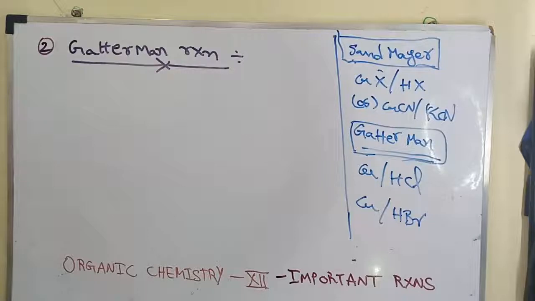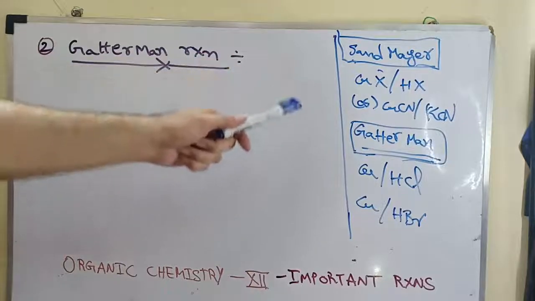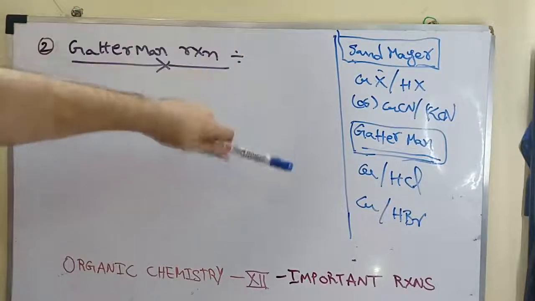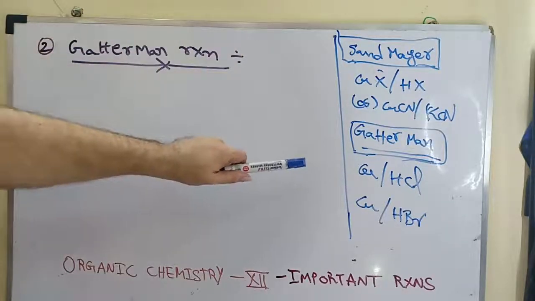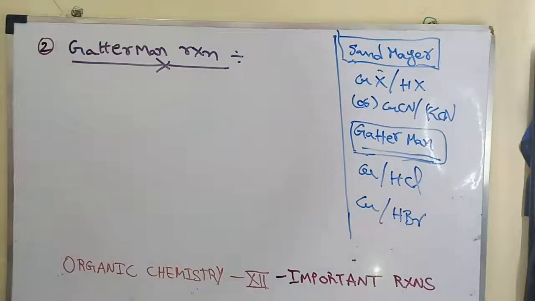The next reaction is the Gattermann reaction. There is a small thing I want to tell. The Sandmeyer reaction and Gattermann reaction more or less give the same product, and the reagents are more or less the same. The only difference is that CuX and HX, or CuCN and KCN, are what we take for the Sandmeyer reaction, whereas for the Gattermann reaction, we take copper metal with HCl and copper metal with HBr. The products are more or less the same.